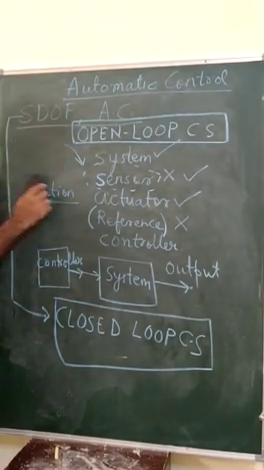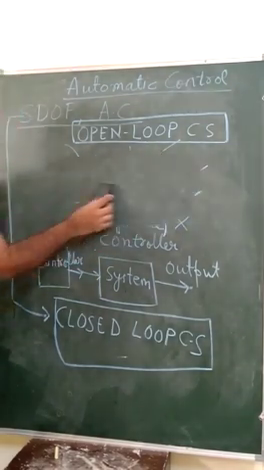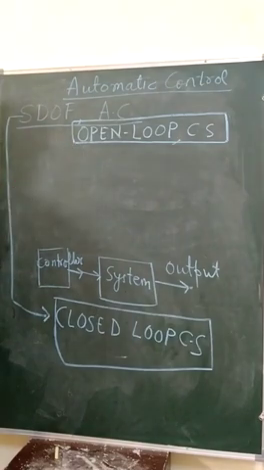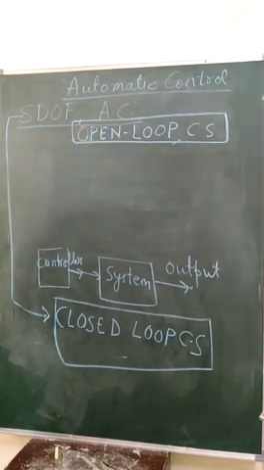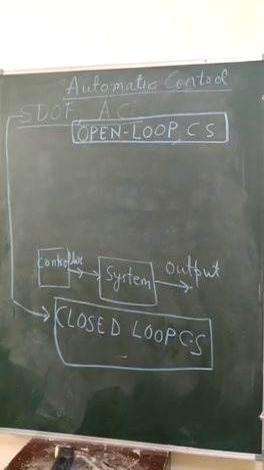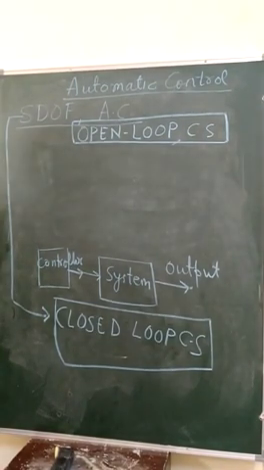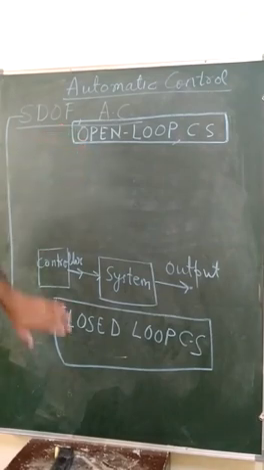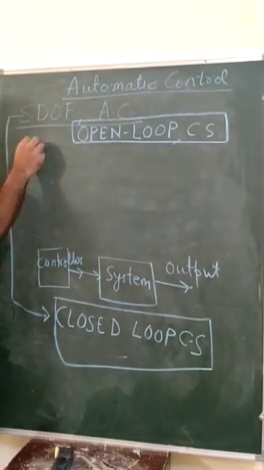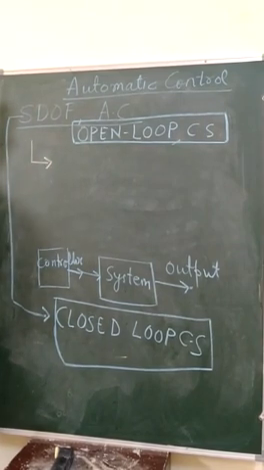Now let us see in detail these two systems, because these are two very important classifications of control system. What are the other examples of open loop system? What can be other classical examples of open loop system, and then we'll see how can we make it closed loop system. Right?